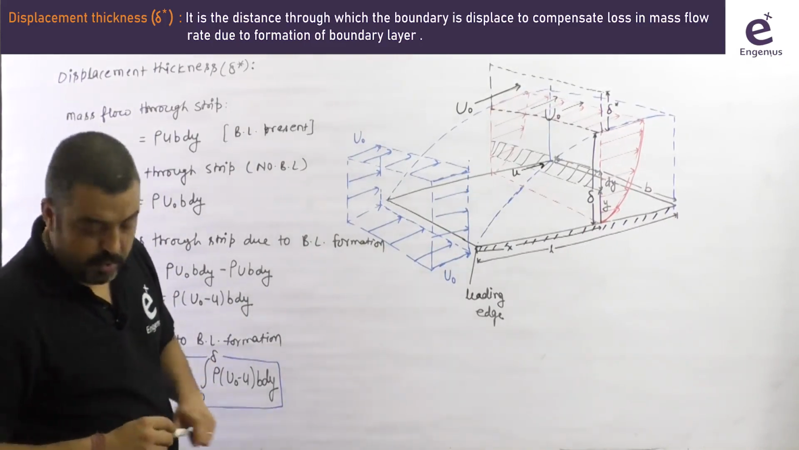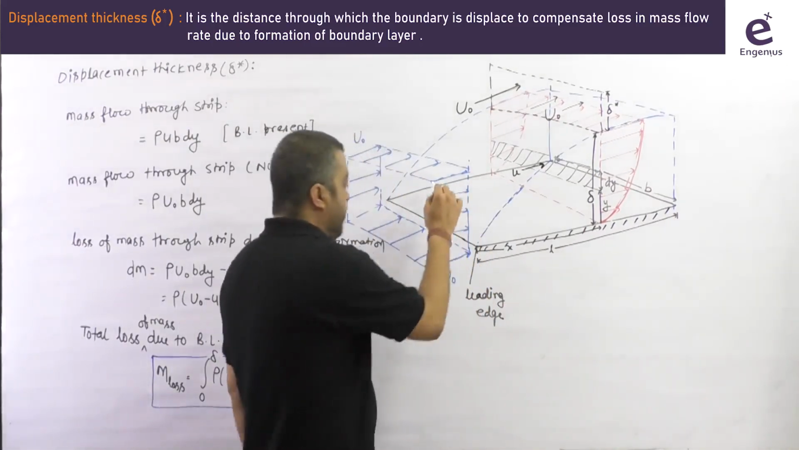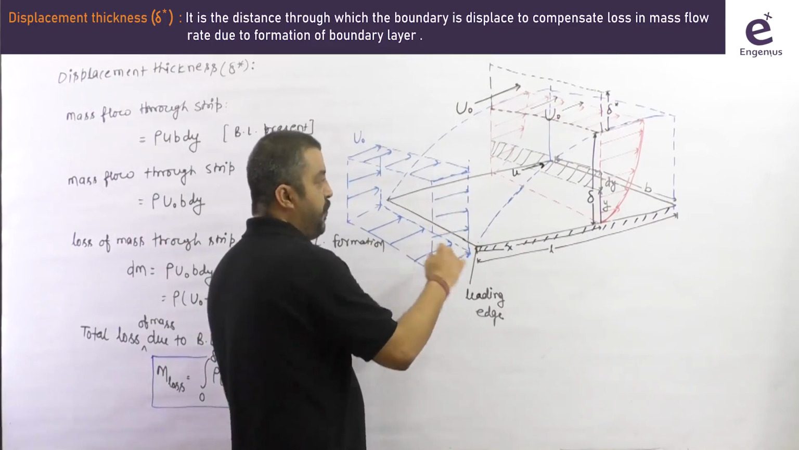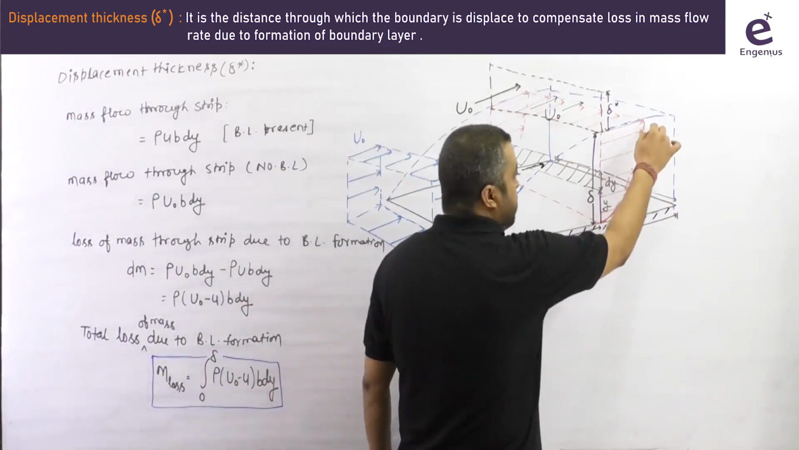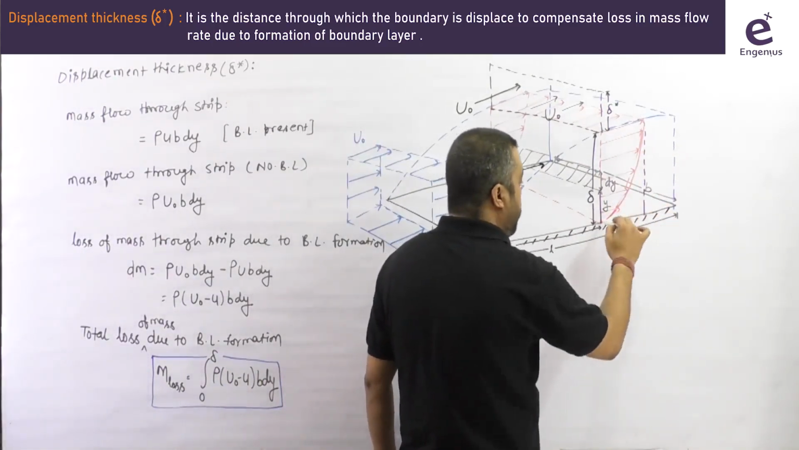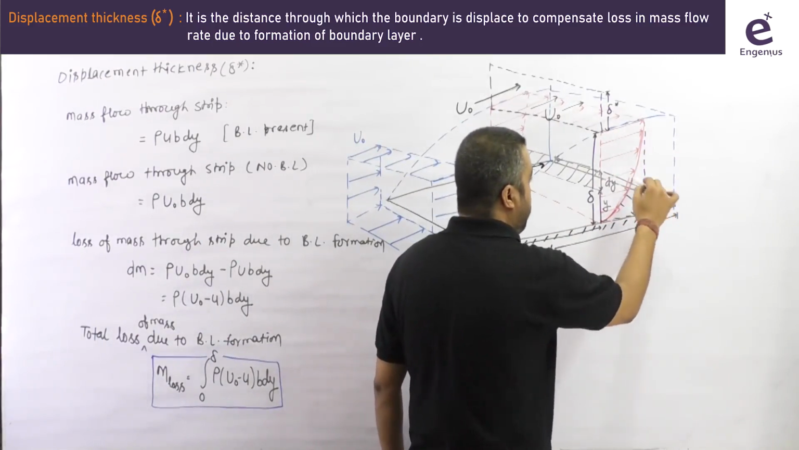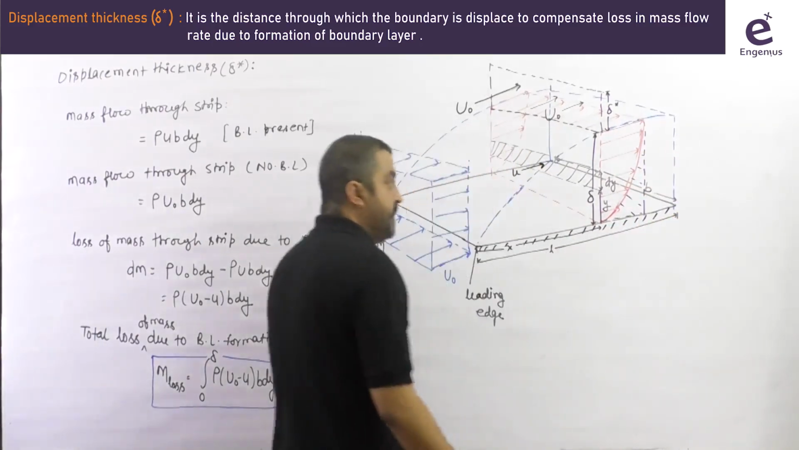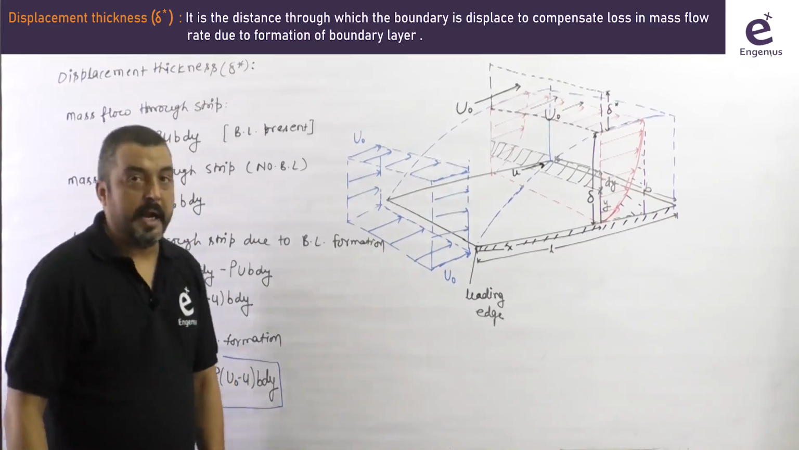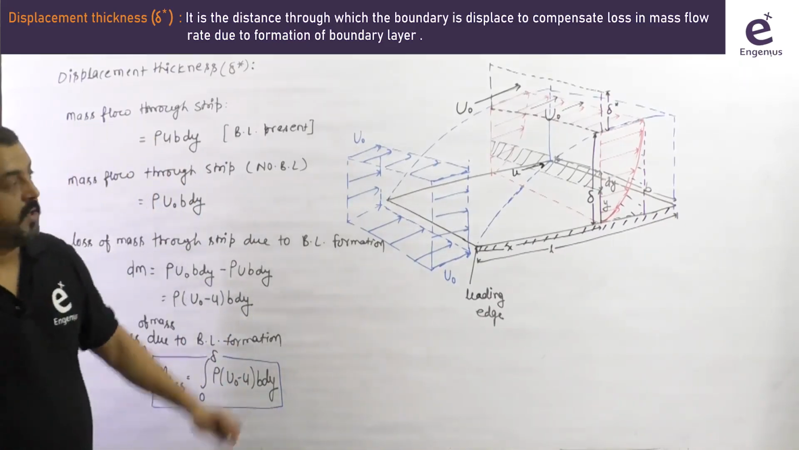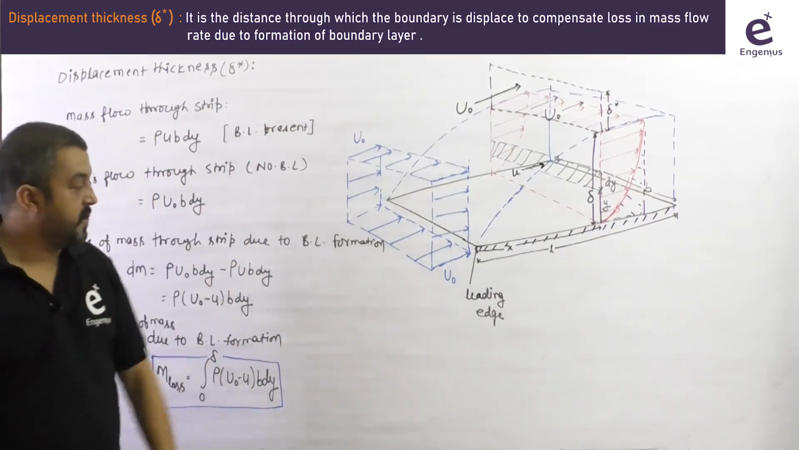Actually, why is the mass loss happening? You can see that here the profile is like this, everywhere the velocity is uniform, but here there is a velocity gradient. So this portion we are not receiving, and this is providing the loss. That's why I need the extra shift of the boundary here. So I am using this delta star.